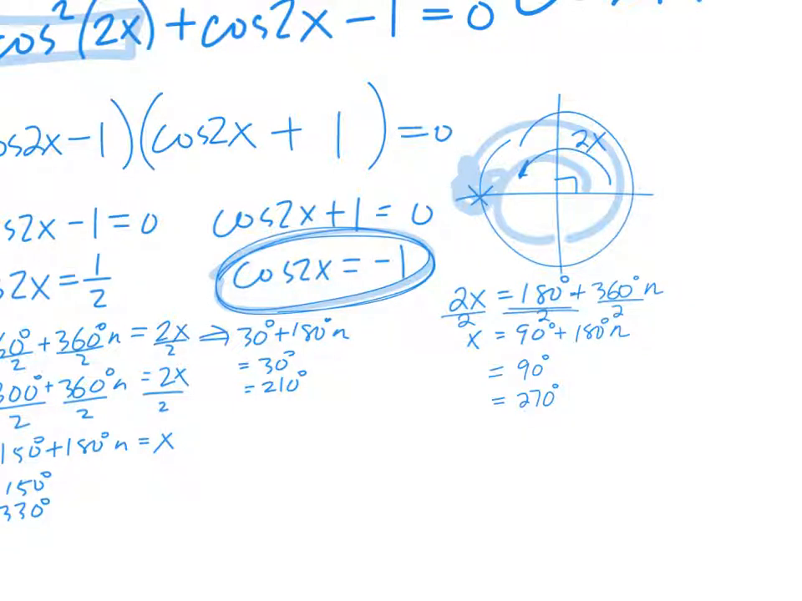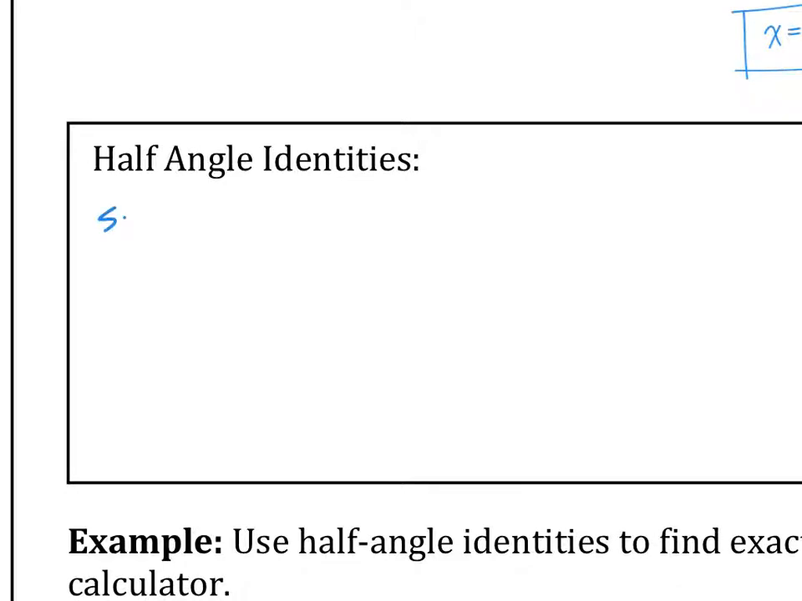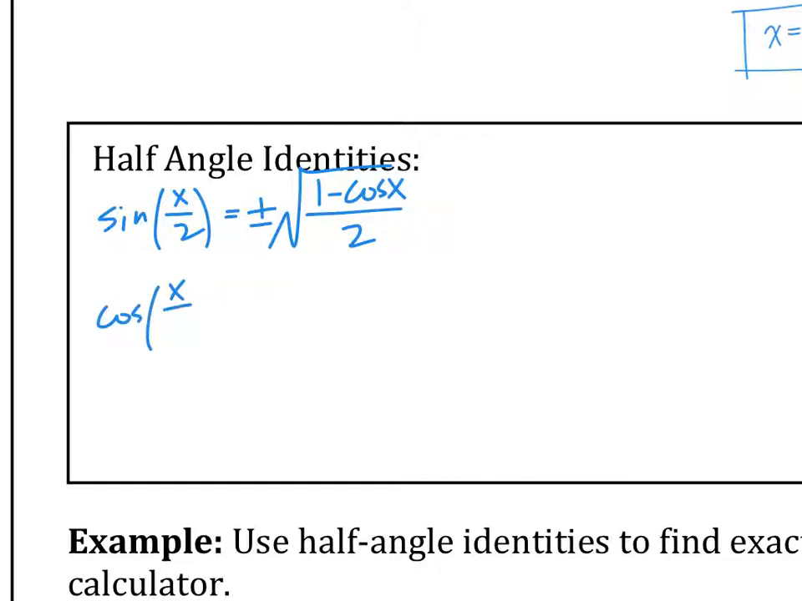One minute. Okay, let's talk about the half angle identity. So first, sine x over 2 is equal to plus minus square root of 1 minus cosine x over 2. And cosine is similar. Cosine x over 2 is equal to plus minus square root of 1 plus cosine x over 2. Now, you're not using plus minus in your answer. You're actually going to choose plus or minus depending on where the angle is. And I'll show you that later.